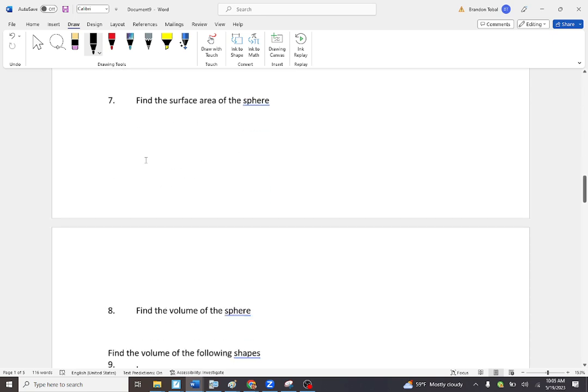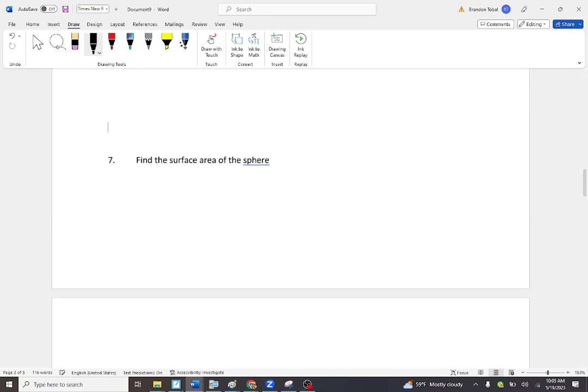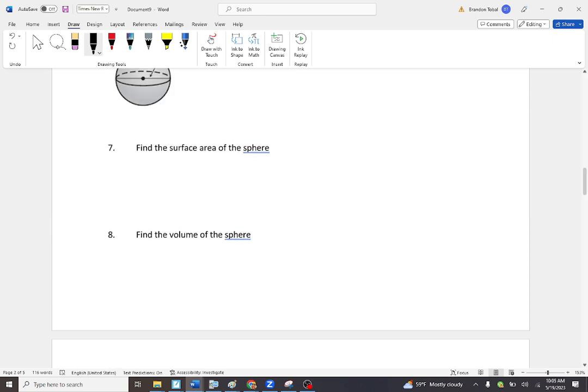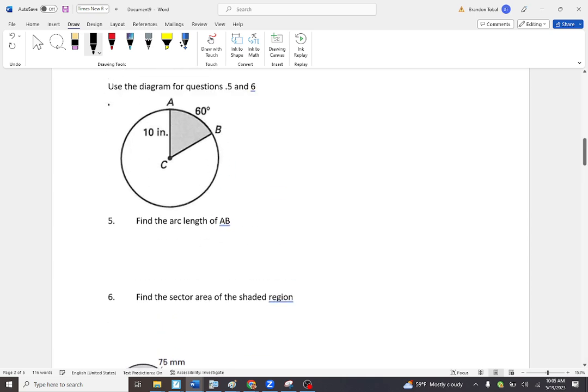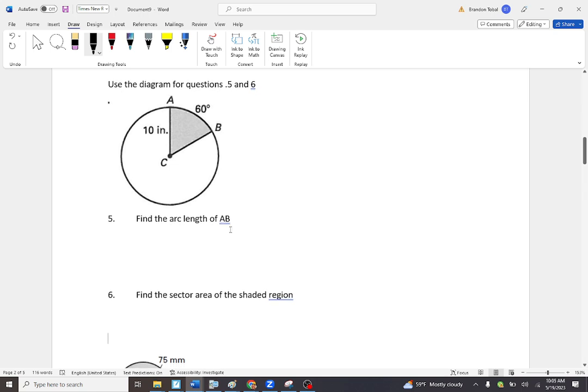Number 5 and 6. Are 7 and 8 on the same page for you? Yeah. Okay. I just copied and pasted this onto something else, so sorry if it's weird here. All right. Number 5 and 6, we're going to use the same picture for this one. Probably on the test, I'll put one picture for each one.